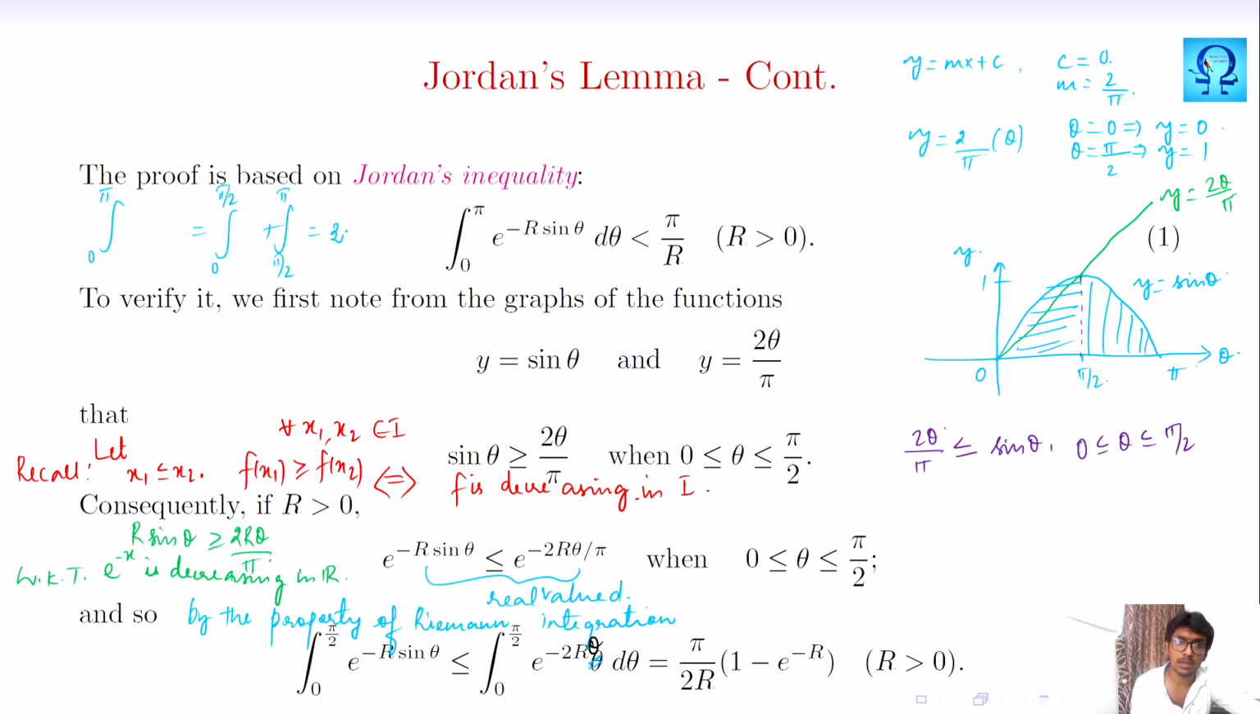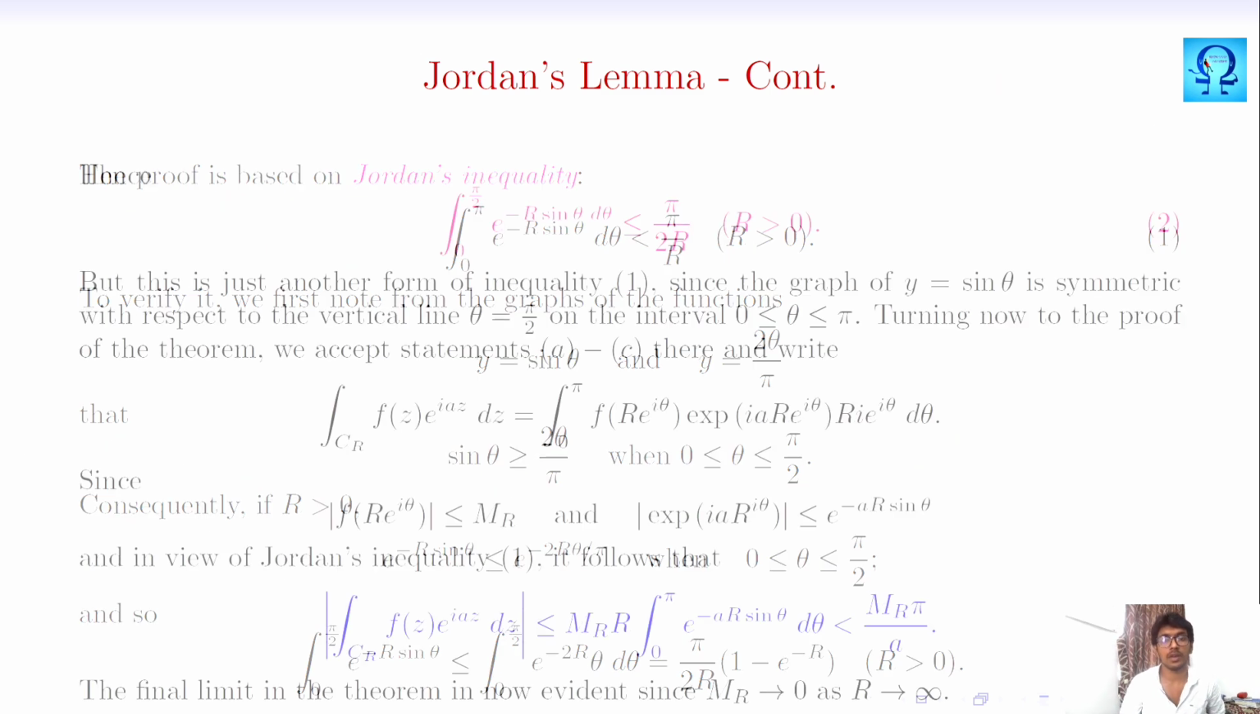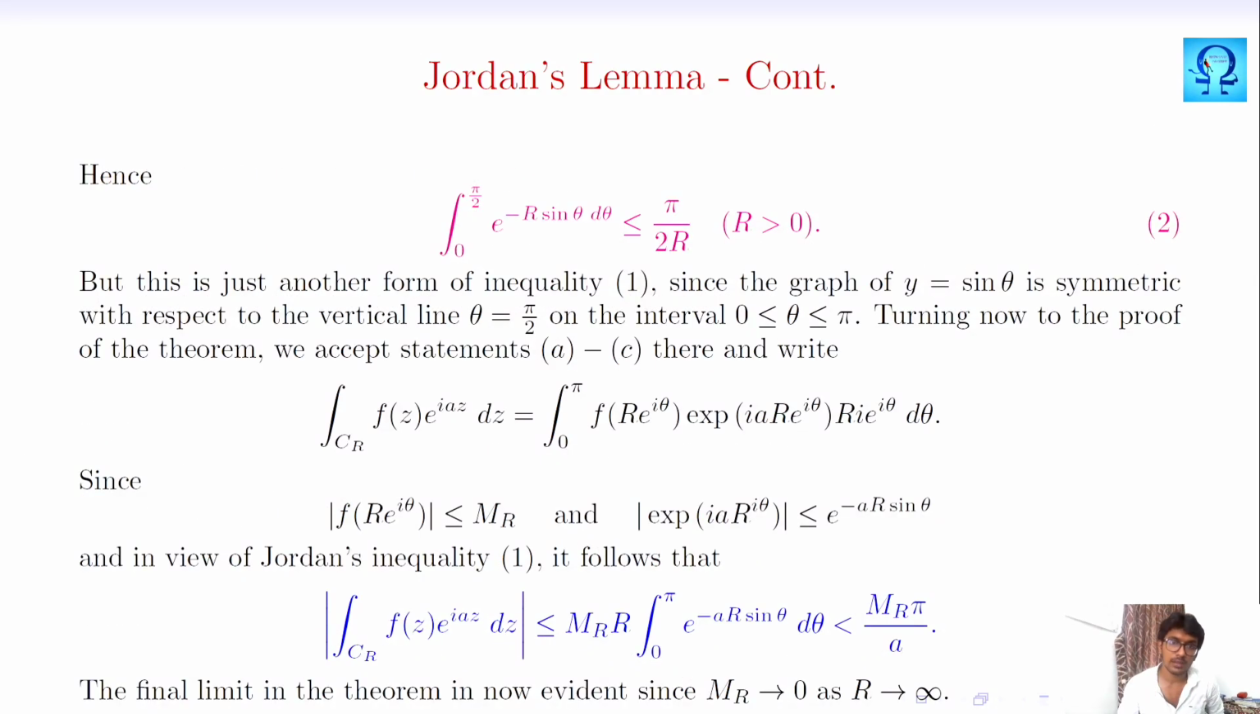So this is 2 times the integral from 0 to pi upon 2. Because of the symmetry about the point pi upon 2, we have this one. So this quantity, actually here I forgot to mention this d theta. So this quantity is this one. When you take this 2 to this side, you would get your Jordan inequality. So we are done with it, right? Because of the symmetry, as I said, this is true. Now we have established Jordan inequality.